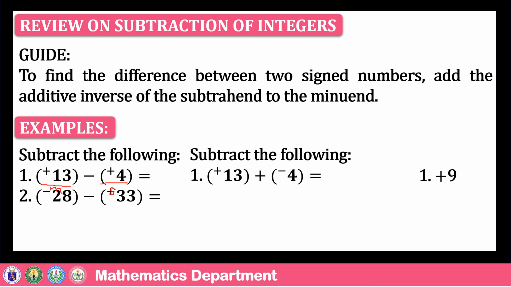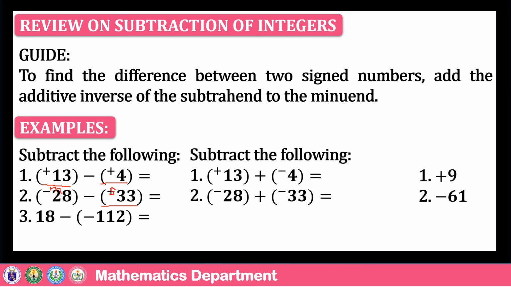So kagaya nung ginawa natin kanina, i-change natin uli yung sign ng ating subtrahend at magpuproceed tayo sa addition. So in this case, magiging negative 28 plus negative 33. Now, applying our rules in adding integers, ang magiging answer natin dito ay negative 61. Now, please try the third item. Positive 18 minus negative 112. Go!